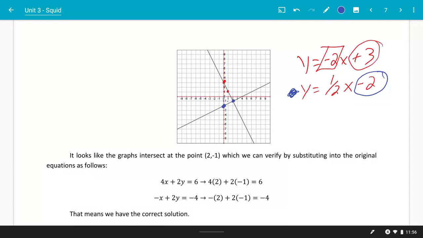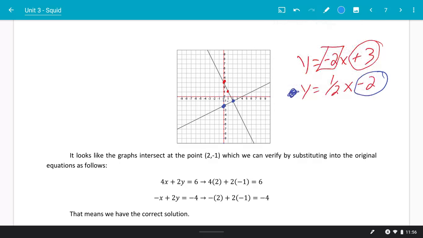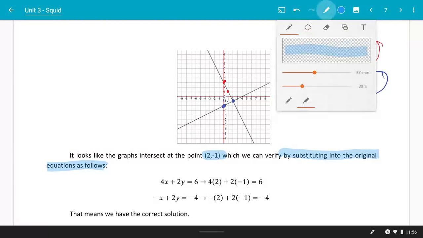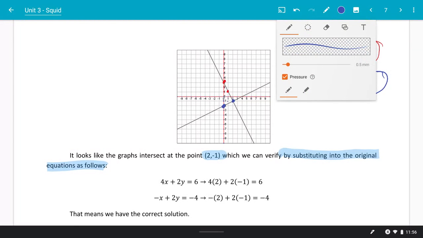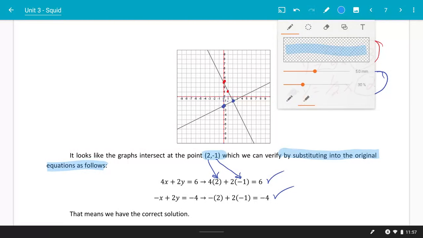Now, it looks as though the graphs intersect at the point 2, negative 1. And we can verify that by substituting into the original equations as follows. And look, we put the 2 in for the x, and the negative 1 in for the y. And look, it works. Same way on the second equation. That means we have a correct solution.